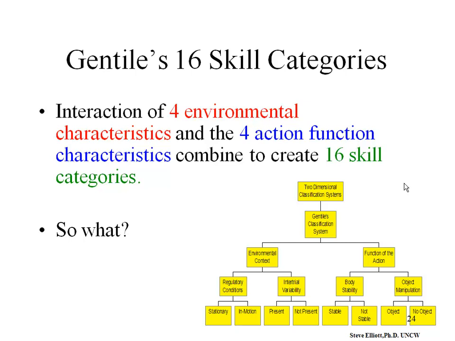So Gentile came up with this taxonomy that looks at the interactions of those four environmental characteristics that we just discussed: stationary, motion, present, not present for intertrial variability, and then the four action function characteristics, which was body stability, stable, not stable, and then either there's an object involved or there's not an object involved. And then when you put those into a table format, it allows us to come up with 16 skill categories that we can place any motor skill into.